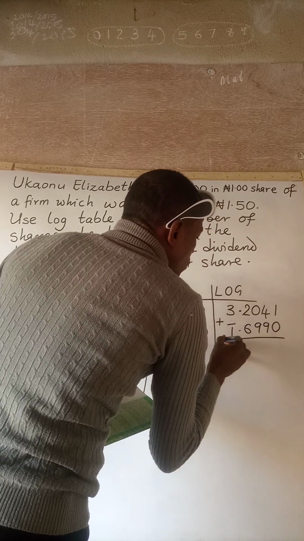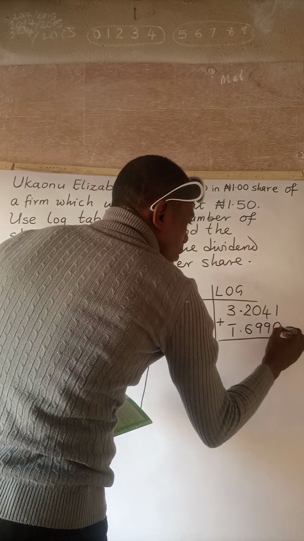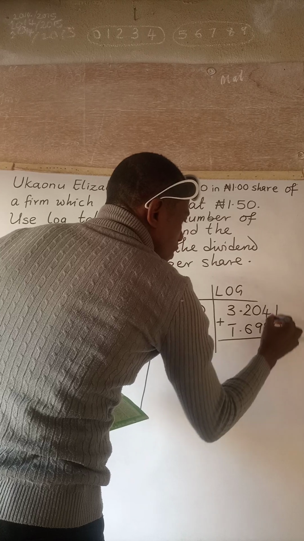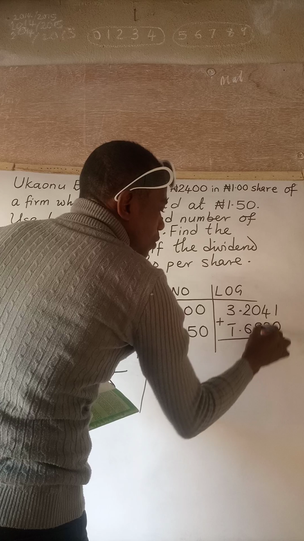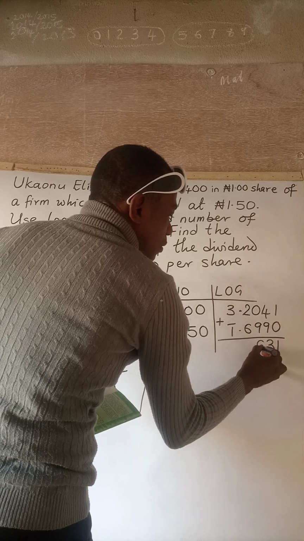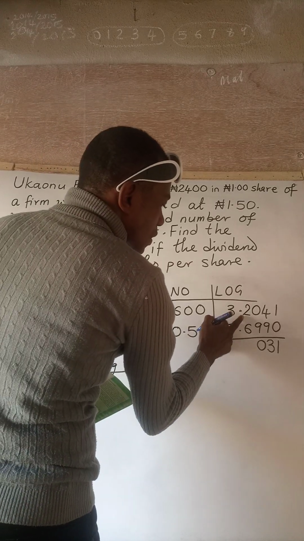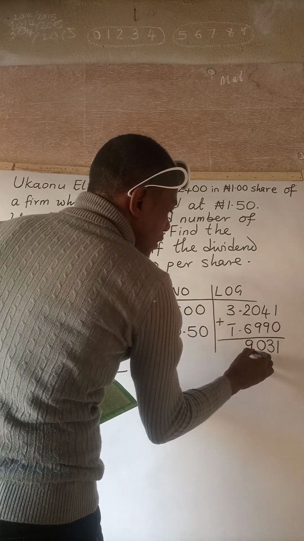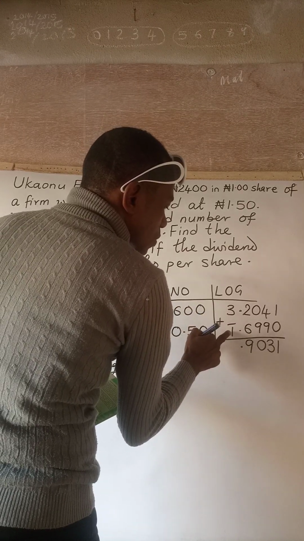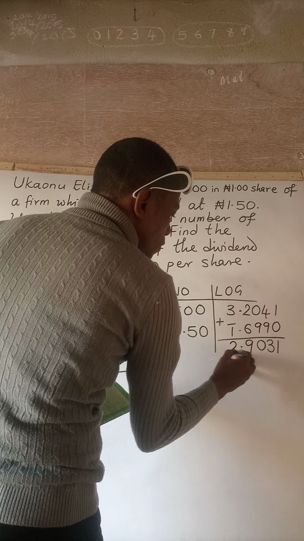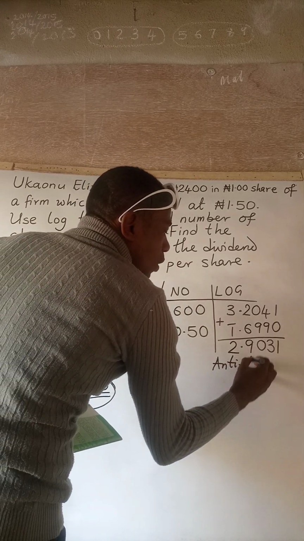So the next thing that I will do now is add this plus this, which will give us 1. This plus this will give us 13. I will write 3 and carry 1. When I put it here, it will be 0. I will carry 1 as well. When I put it here, it will be 9. 3 plus bar 1 will give us 2. So the next thing that I will do now is move to the anti-log.